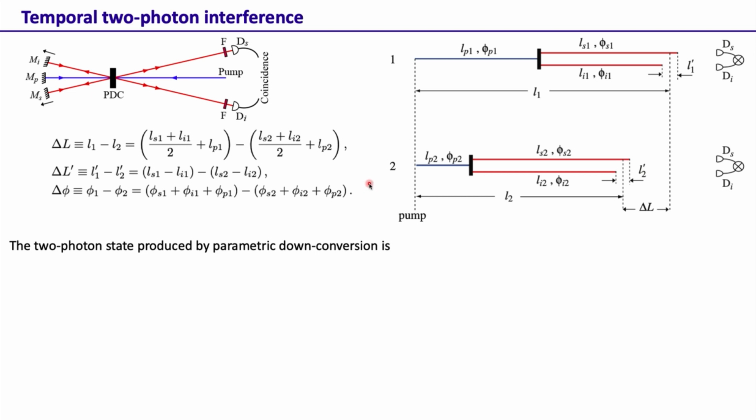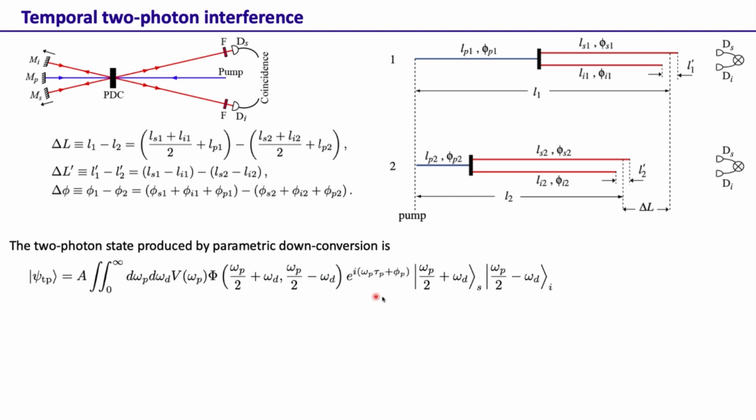Okay, so now we want to actually derive, for a general two-photon interference, what is the coincidence count rate that one detects at these two detectors DS and DI. So here is the down conversion, and then we want to get the coincidence as a function of the two-photon interference. So first of all, what is the two-photon state produced by parametric down conversion?